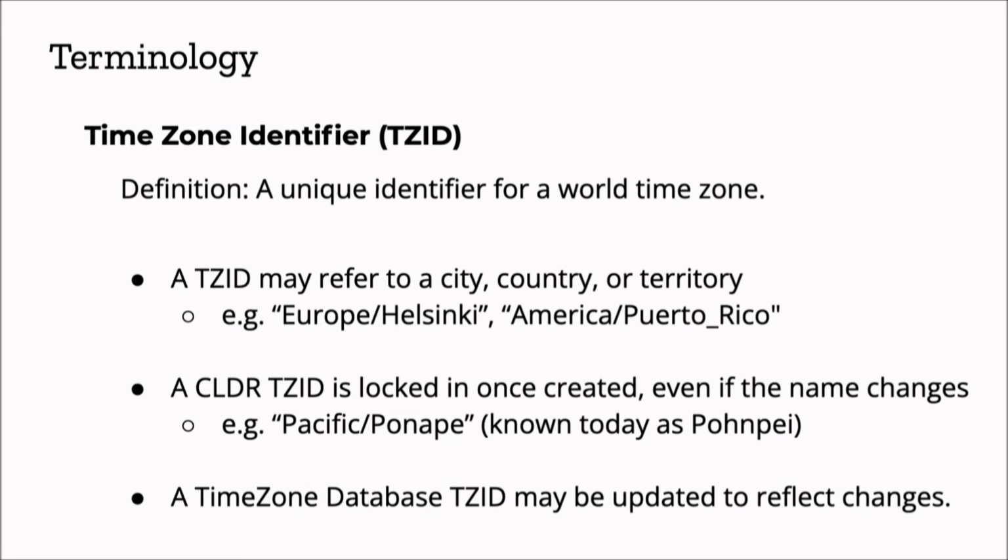Now, the TZID may refer to a city, country, or territory, such as Europe/Helsinki or America/Puerto_Rico. In CLDR, the time zone ID is locked in once it's created, so it'll never change. One example is Ponape, which used to be spelled P-O-N-A-P-E, but now is spelled P-O-H-N-P-E-I. And so in CLDR, it's stuck with the original name. However, in the IANA time zone database, those can get updated. And so there becomes a discrepancy there that we have to keep track of, which is lots of fun.